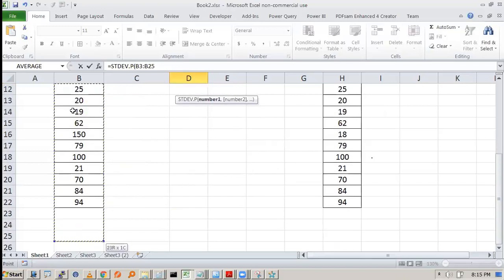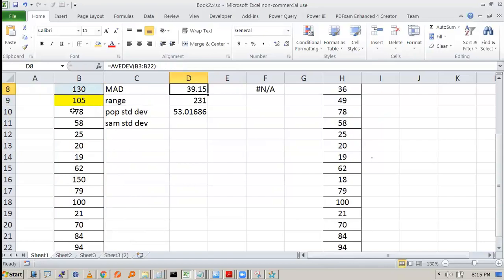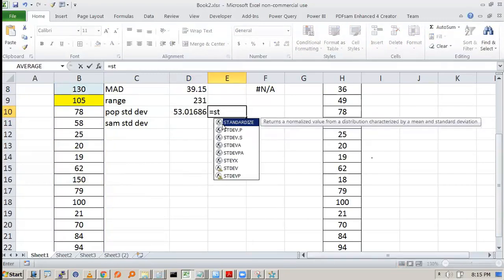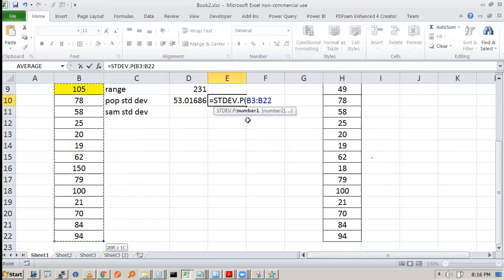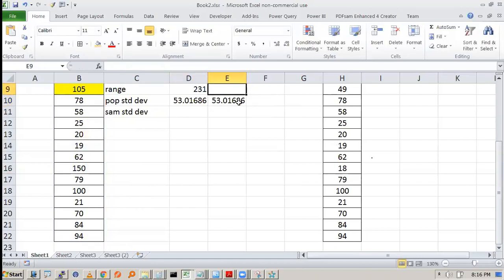Let's say we have some 3 more data sets that will come. As of now, I have computed the population standard deviation. I have selected, guys, you see B3 to B25. Now again I will do the same calculation, but this time I will select B3 to B22, only 20 items. You see that the number is the same.